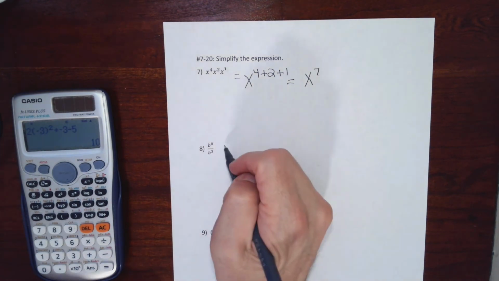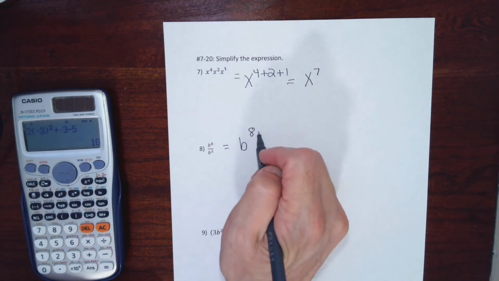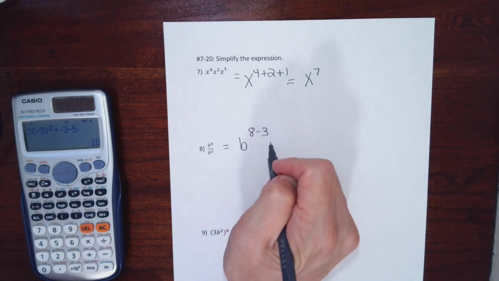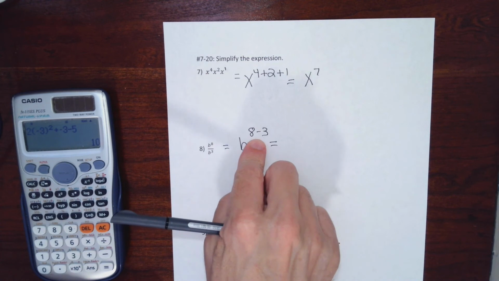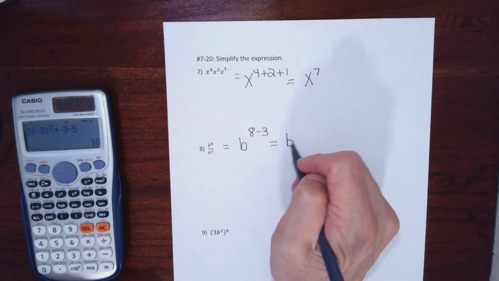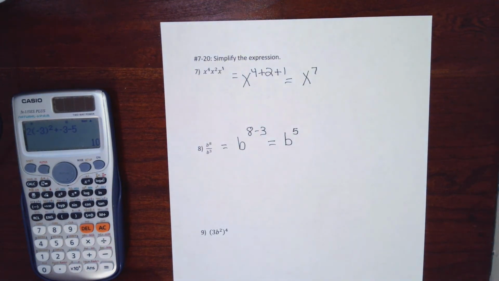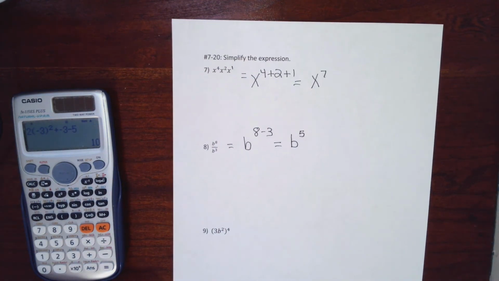For problem 8, if I'm dividing and the bases are the same, I'm going to subtract the exponents. When we get into the rule where you're subtracting exponents, you might get negative exponents. If you're clever, you probably could avoid the negative exponents, but this problem, I'll just subtract the exponents and get b to the 5th for my answer.